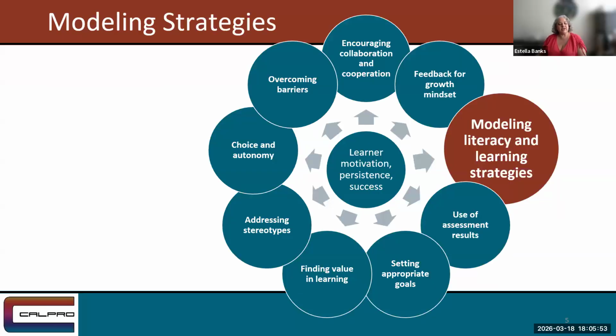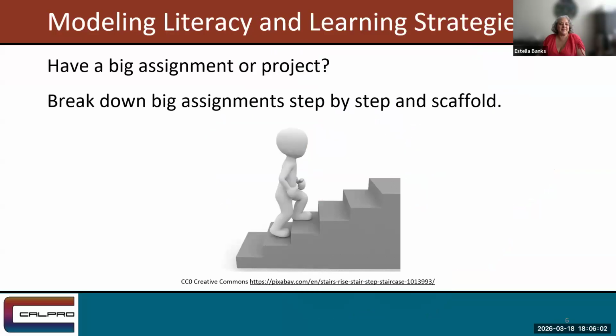Now we're going to transition to some specific literacy and learning strategies that we can model in our classroom. Something that can overwhelm or frustrate students and have a negative effect on motivation is being given a complex assignment without necessary scaffolding. Let's turn to the chat for a moment. If you could share in the chat the answer to this question: what does scaffolding mean to you?